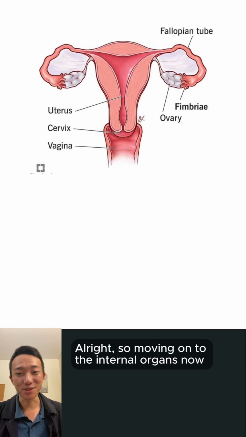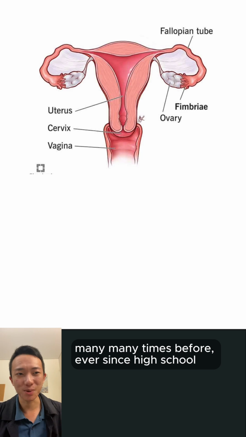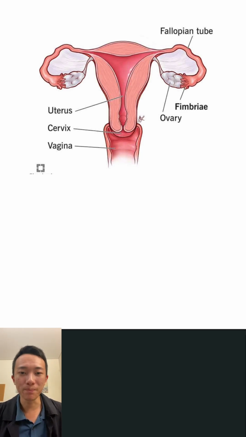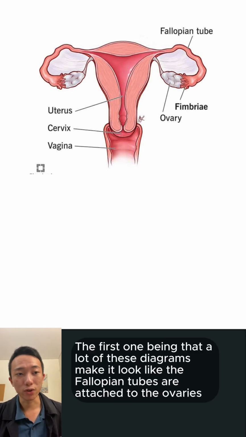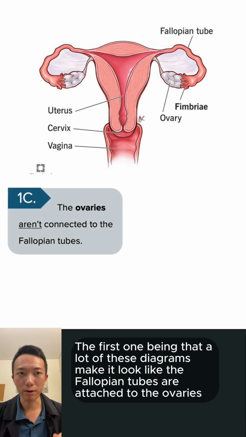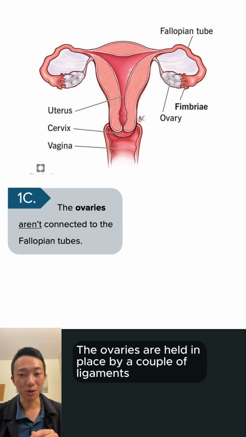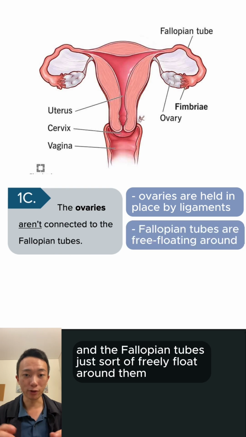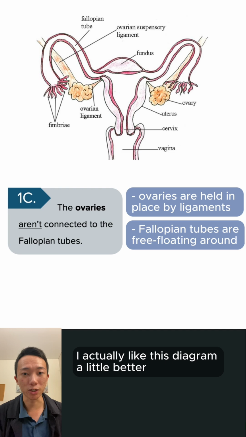Alright, so moving on to the internal organs now. I'm sure you've seen a diagram like this many times before, ever since high school, so I won't spend any time going over the individual parts because you know that stuff already. But what I will do is clarify a couple of the misconceptions I see floating around. The first one being that a lot of these diagrams make it look like the fallopian tubes are attached to the ovaries. They are not actually attached to the ovaries, in fact. The ovaries are sort of held in place by a couple of ligaments, and the fallopian tubes just sort of freely float around them. So in that regard, I actually like this diagram a little better.